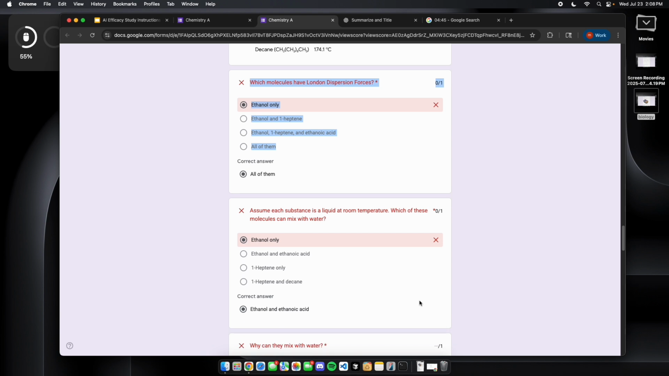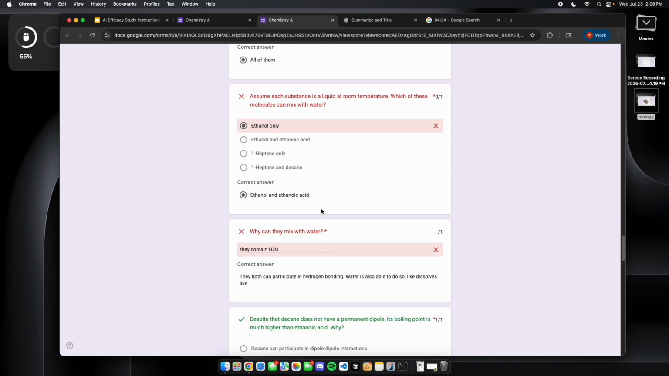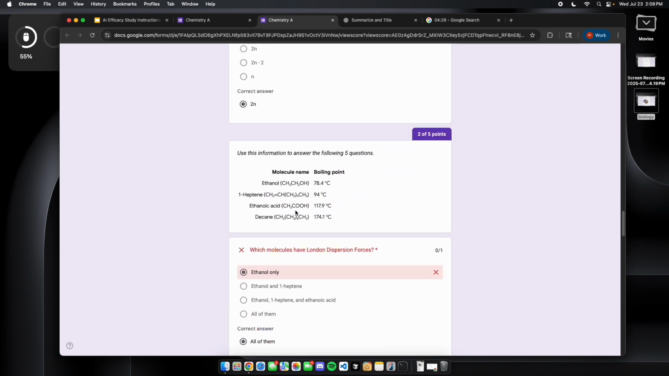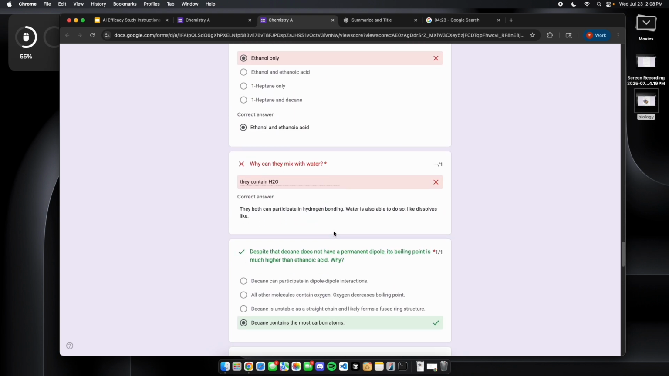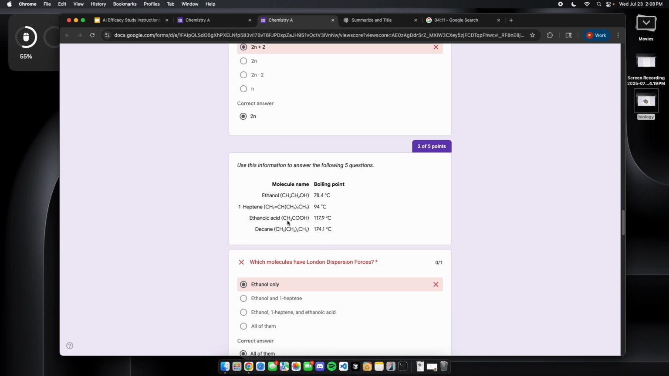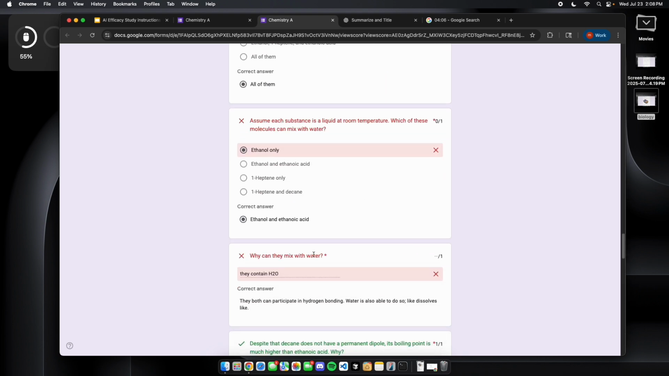Okay, that makes sense to me. Ethanol and ethanoic acid. Oh yeah, they both have hydrogen bonds. Okay, that makes sense. So I was kind of right because I looked at the H2O right here. I thought, oh, it has the same molecules as water, it can bond. But then the ethanoic acid also has hydrogen bonds that would make it possible to mix with water.